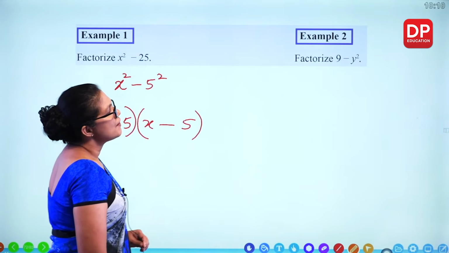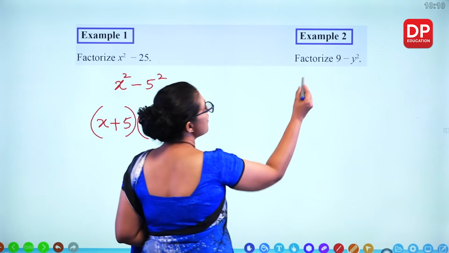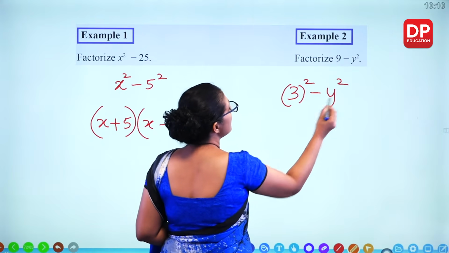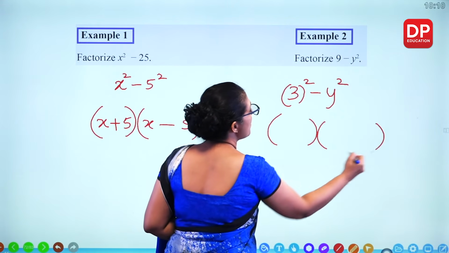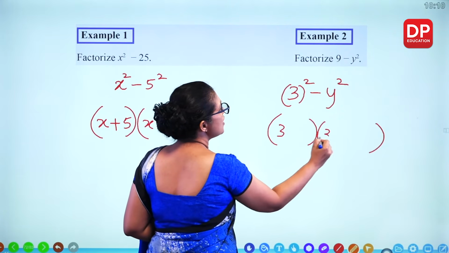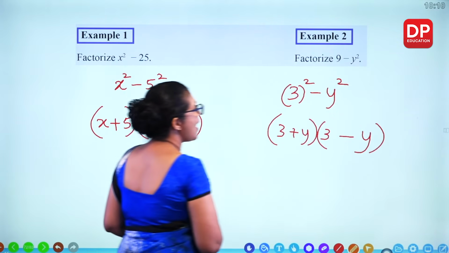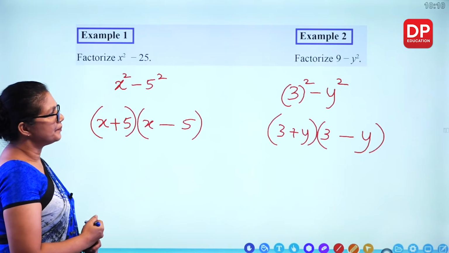This one again difference between two square terms. I can write 9 as 3 squared. Then you can straight away apply difference between two square terms. One is positive and one is negative.